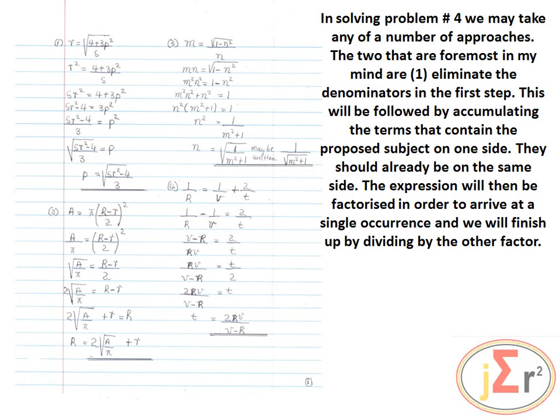They should already be on the same side. The expression will then be factorized in order to arrive at a single occurrence, and we will finish up by dividing by the other factor, the one that we call the large factor. So we would have two occurrences of the proposed subject, take them to one side like we have done before, like this. Two occurrences of the n squared, take them to the same side, factorize, and then divide by the large factor, which is a standard thing for transposition. That is one. But we have another one.